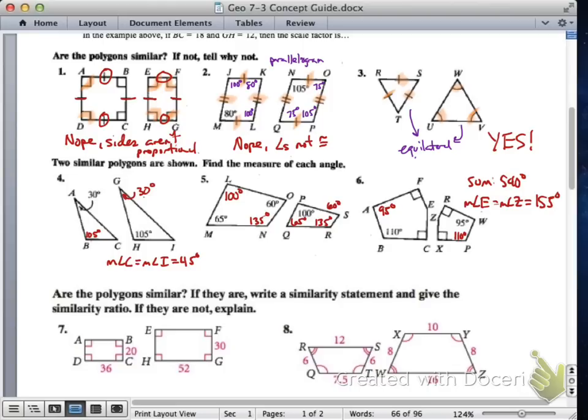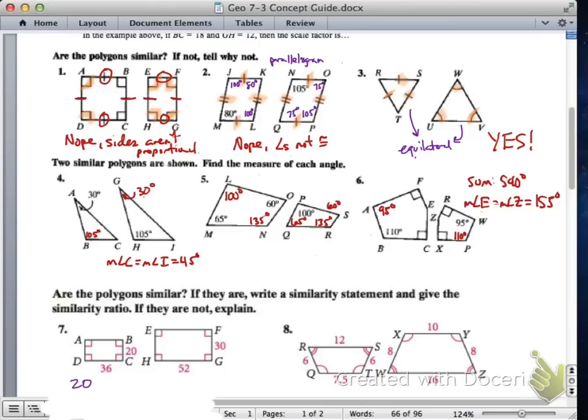Okay, number 7. This question is asking, are the polygons similar? If they are, write a similarity statement and give the similarity ratio. If they're not, explain. Well, number 7, they're both rectangles, so the angles are all congruent. In order for these 2 figures to be similar, the ratios of the corresponding sides have to be equal.